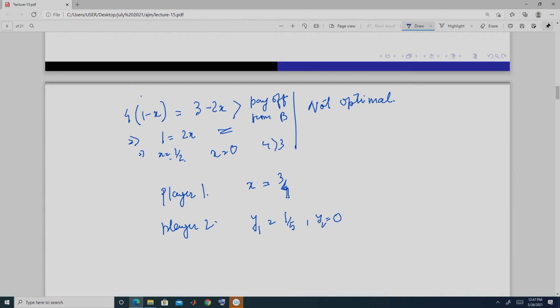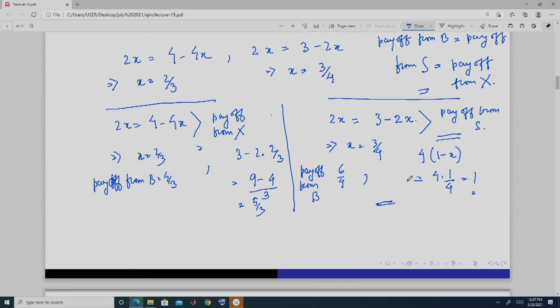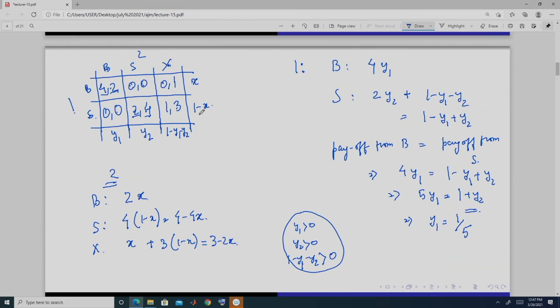Okay. So, this is the optimal outcome, because if player 1 attaches probability 3/4 to this and 1/3 to this, then player 2 is indifferent between playing B and X, and the payoff it gets from playing B with some probability and X with some probability is greater than S. So, it is going to attach 0 probability to y2. Since the payoff from S is less than the payoff from B and X, it is attaching 0 probability here.